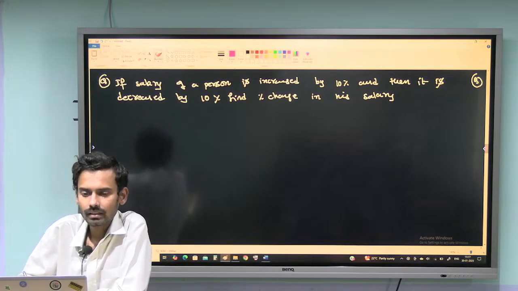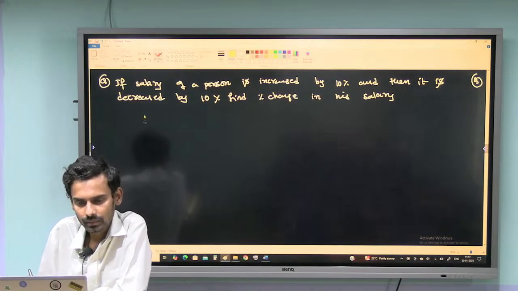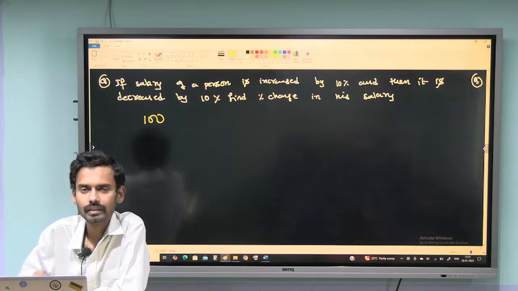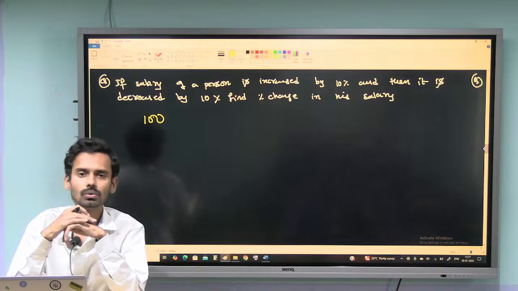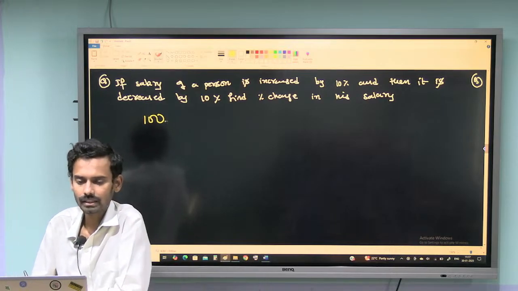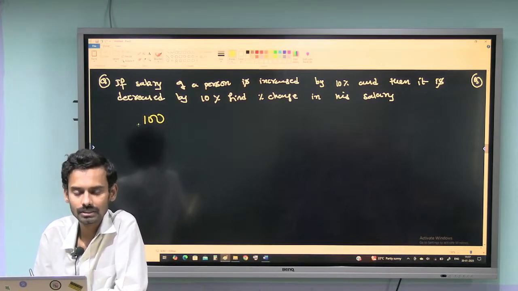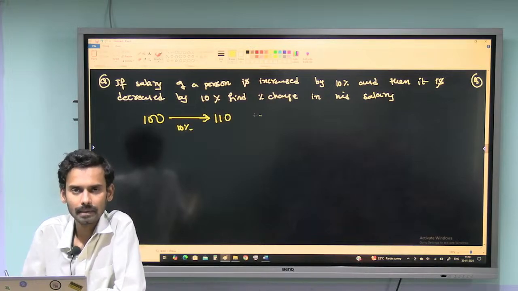So here I don't know what is the salary of a person. So what I do, I will assume that his salary is 100, because whenever you are in the percentage chapter, whenever you don't know the value, it is better to consider the value as 100. If you take base as 100, it will be easy for me. So I will be taking salary of that person as 100. Now you will be increasing this by 10%. If you increase 100 by 10%, it will become 110.